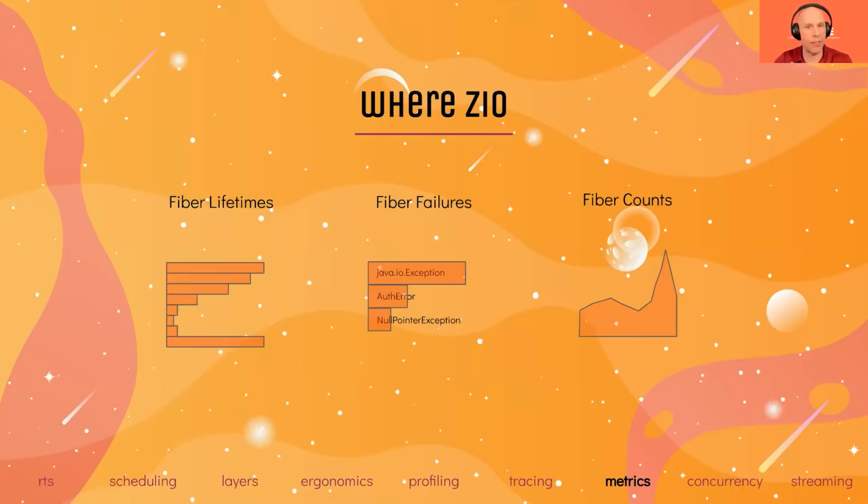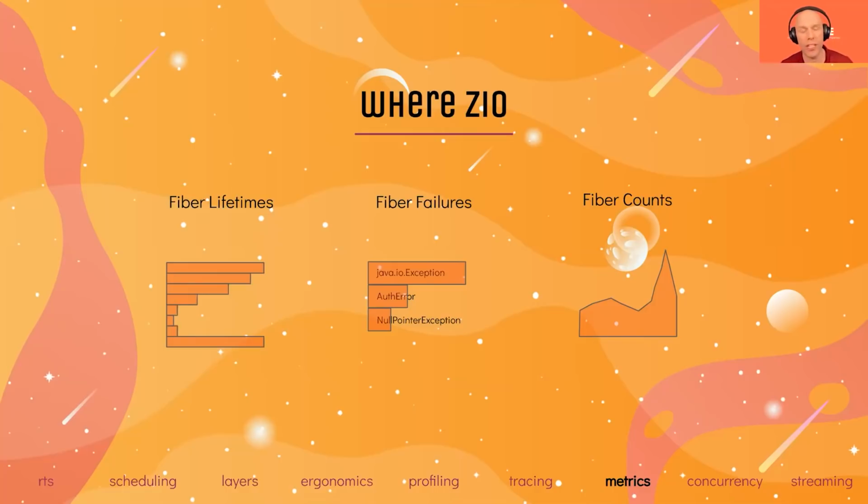You've got a problem with Java IO exception, or a problem with null pointer exception, or this exception or that exception. You can see that in real time, and you can plug that into whatever sort of monitoring tools you're using. And then you're going to see fiber count. So you can see fibers go up and down. And if you have a leak, you could see that on the graph, and all sorts of other things that you're going to get out of the box.